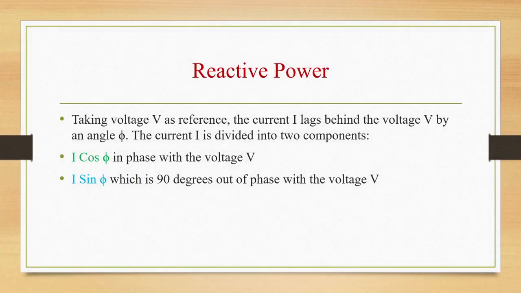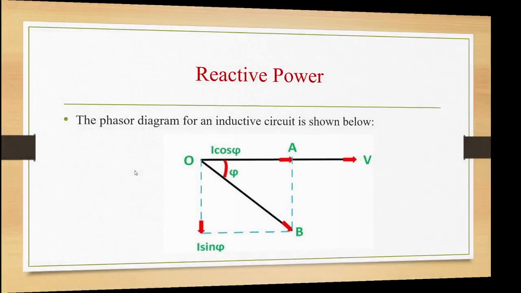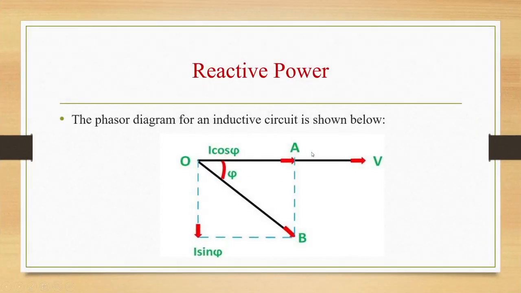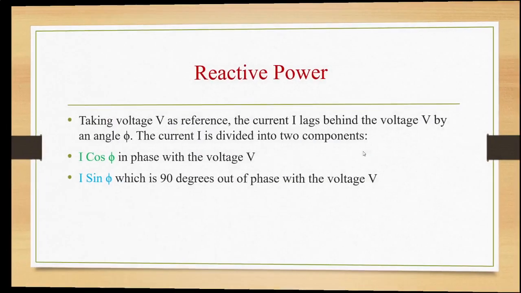Taking voltage V as reference, current will lag behind the voltage by an angle phi. Current is divided into two components, namely I cos phi and I sin phi. I cos phi is in phase with voltage V, and I sin phi is 90 degrees out of phase with voltage V.